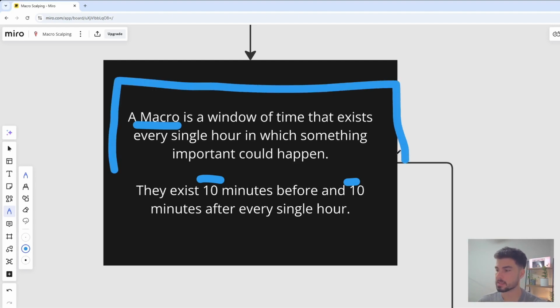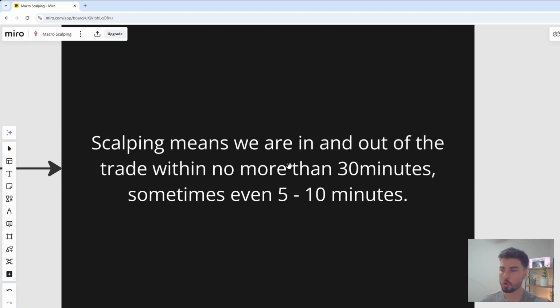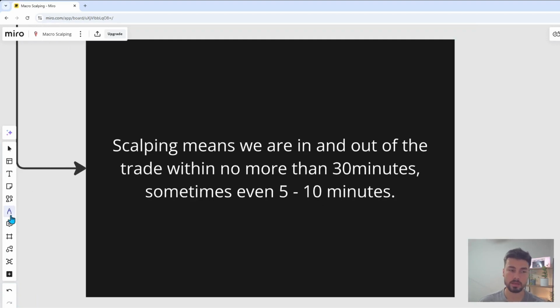The scalping is the fact that we're taking small trades. I'm not holding the trade for 3 hours. I'm holding the trade for maybe 15 minutes, 30 minutes. And that's exactly what I'm saying here. All scalping means, guys, is that we're in and we're out.